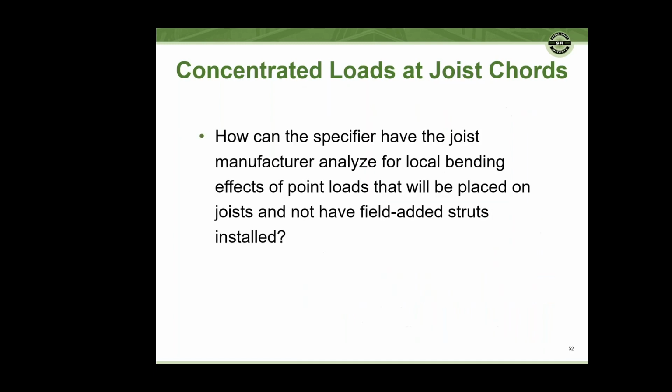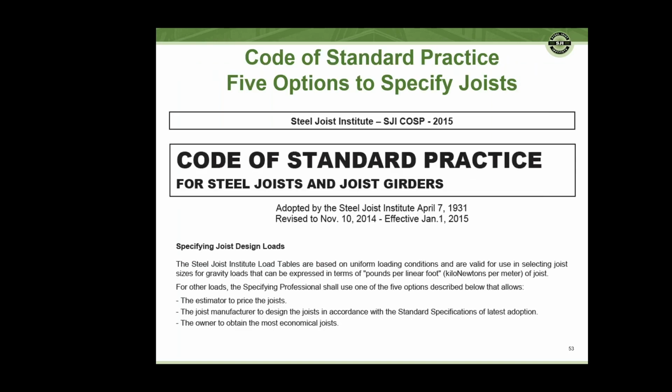So then the question is, how can the specifier have the joist manufacturer analyze for local bending effects of point loads that will be placed on joists and not have field-added struts installed? So what are some options there? And the next slide does not answer that question, but it begins to answer the question. We'll go over some steps and what options the specifier has on addressing those concentrated loads.